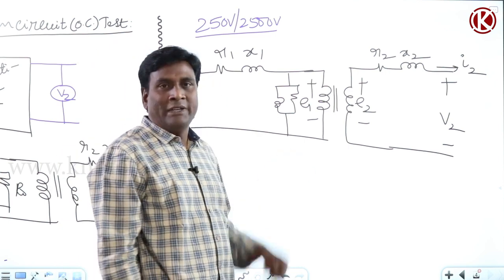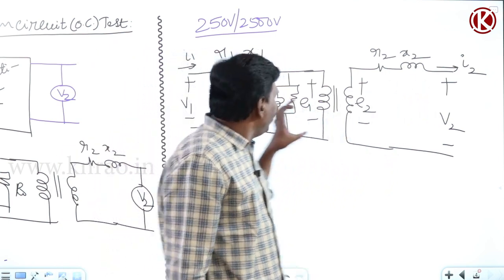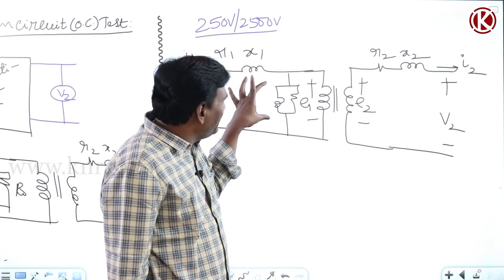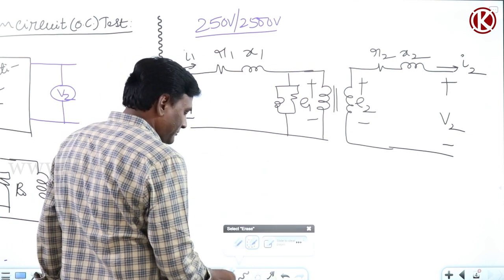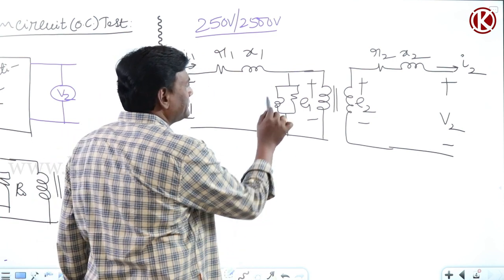Now let us see. For example, let us assume that for the time being this particular thing is not there.